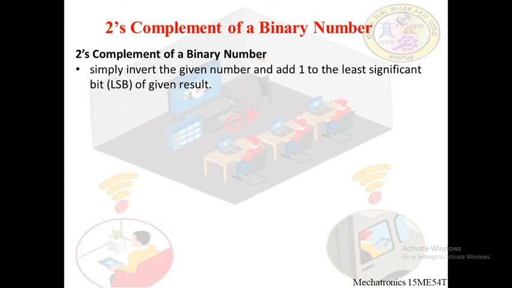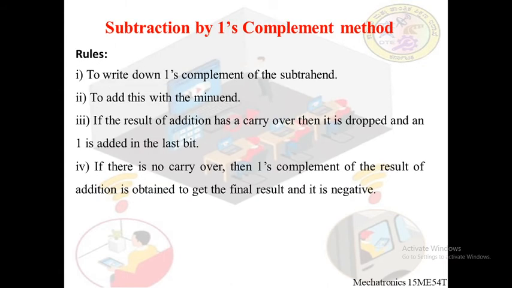Let us find out the ones complement of the binary number. It is given by simply inverting all zeros to 1 and all ones to zeros. Now, subtraction using the ones complement method. In order to perform subtraction using the ones complement method, we have certain rules to be followed.